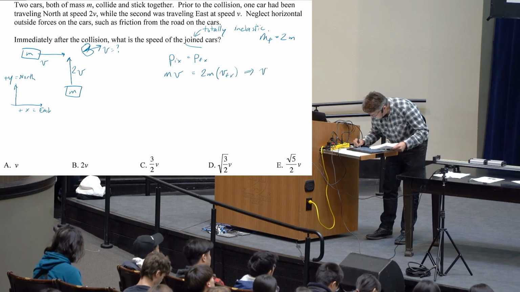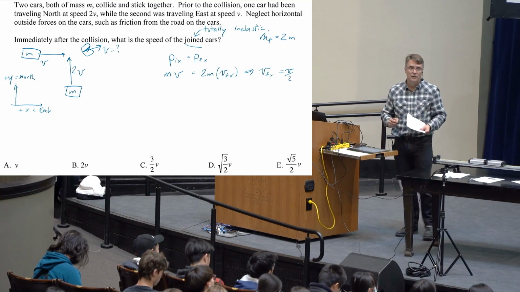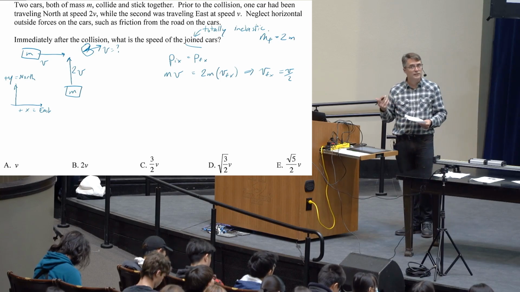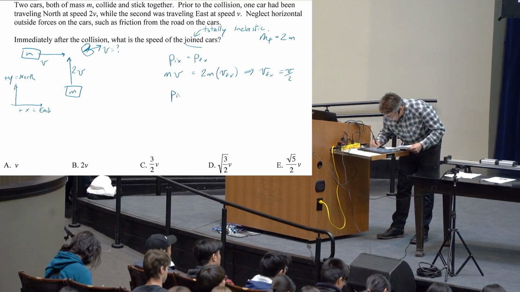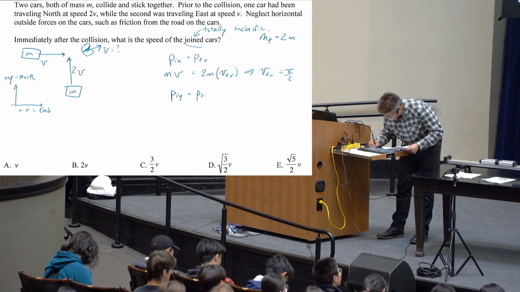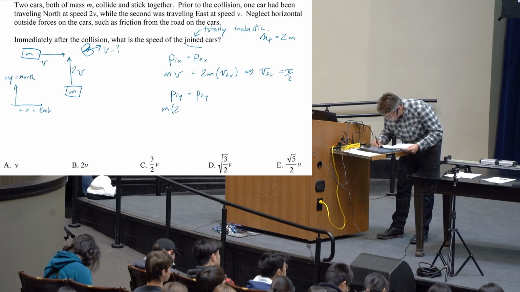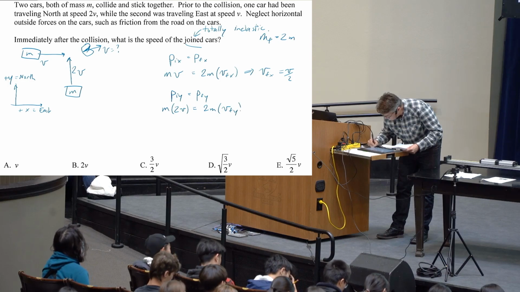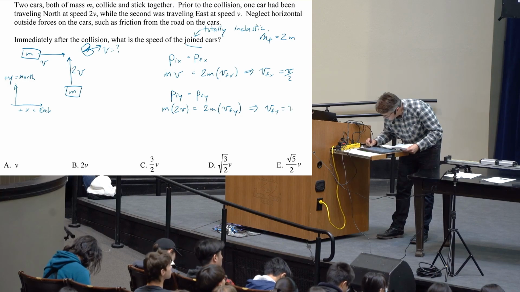So what that means is that v final x is equal to v over 2. The m's cancel there, and you can solve out for just the x component of that speed. And then the y component, I guess this seems to be much more of a chapter 6 question, which is that initially you're going to have that mass m car traveling north at 2v, and then finally 2m times v final y. And that means that v final y, the 2's cancel there as well, is just equal to v.